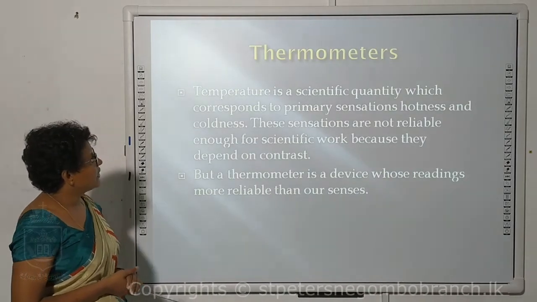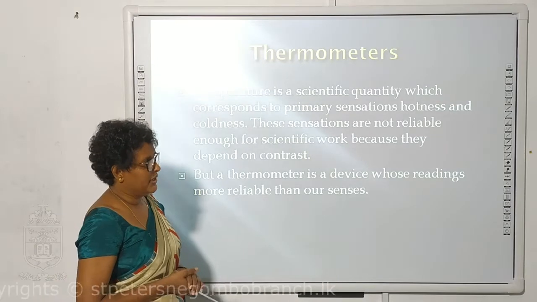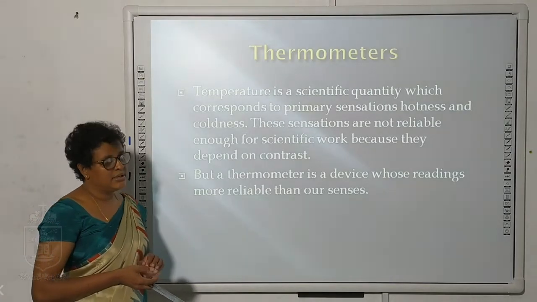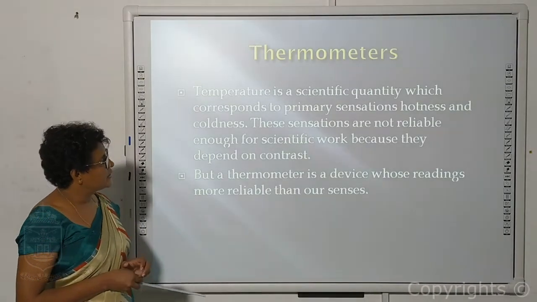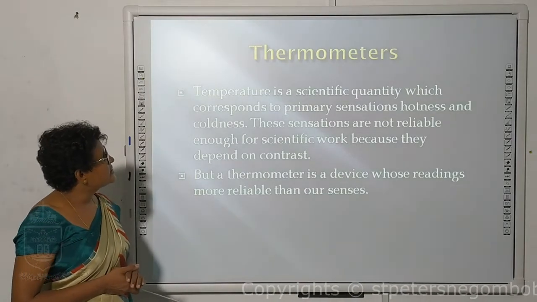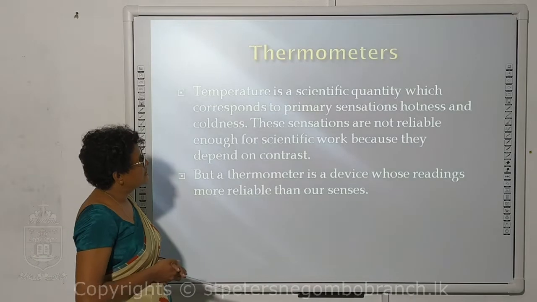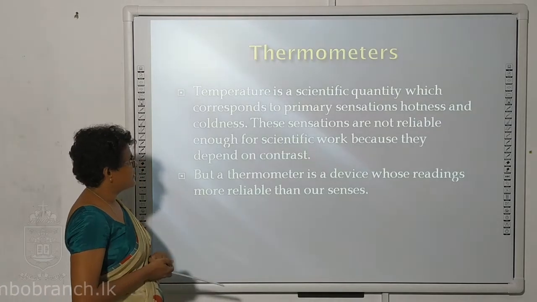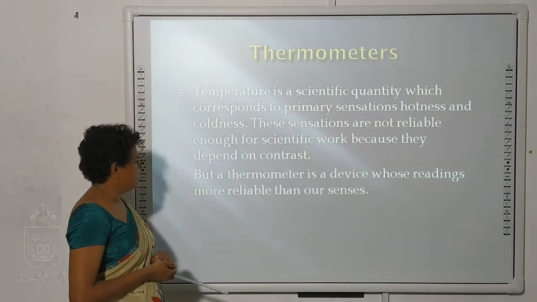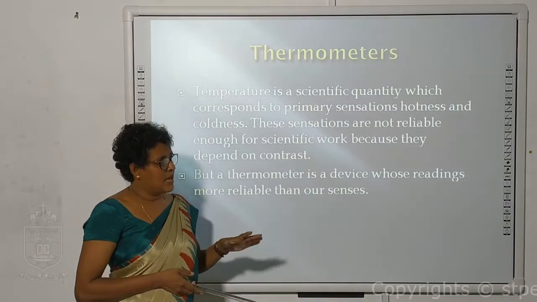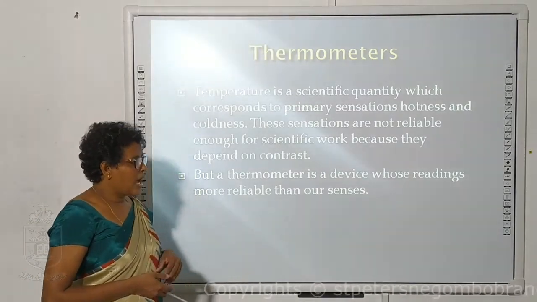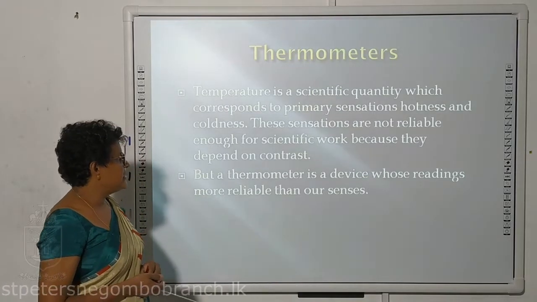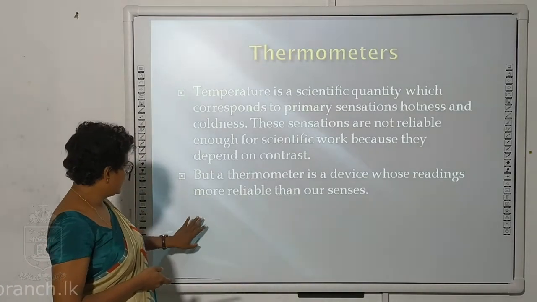Now thermometers: we can sense hotness or coldness, but we can't measure it exactly. In scientific work, we need the quantity accurately. Therefore, thermometers were made. Temperature is a scientific quantity which corresponds to the primary sensations of hotness and coldness. These sensations are not reliable enough for scientific work because they depend on contrast. If you touch a person and say that one is having a fever, you are saying it relative to your body's temperature. But a thermometer is a device whose reading is more reliable than our senses.